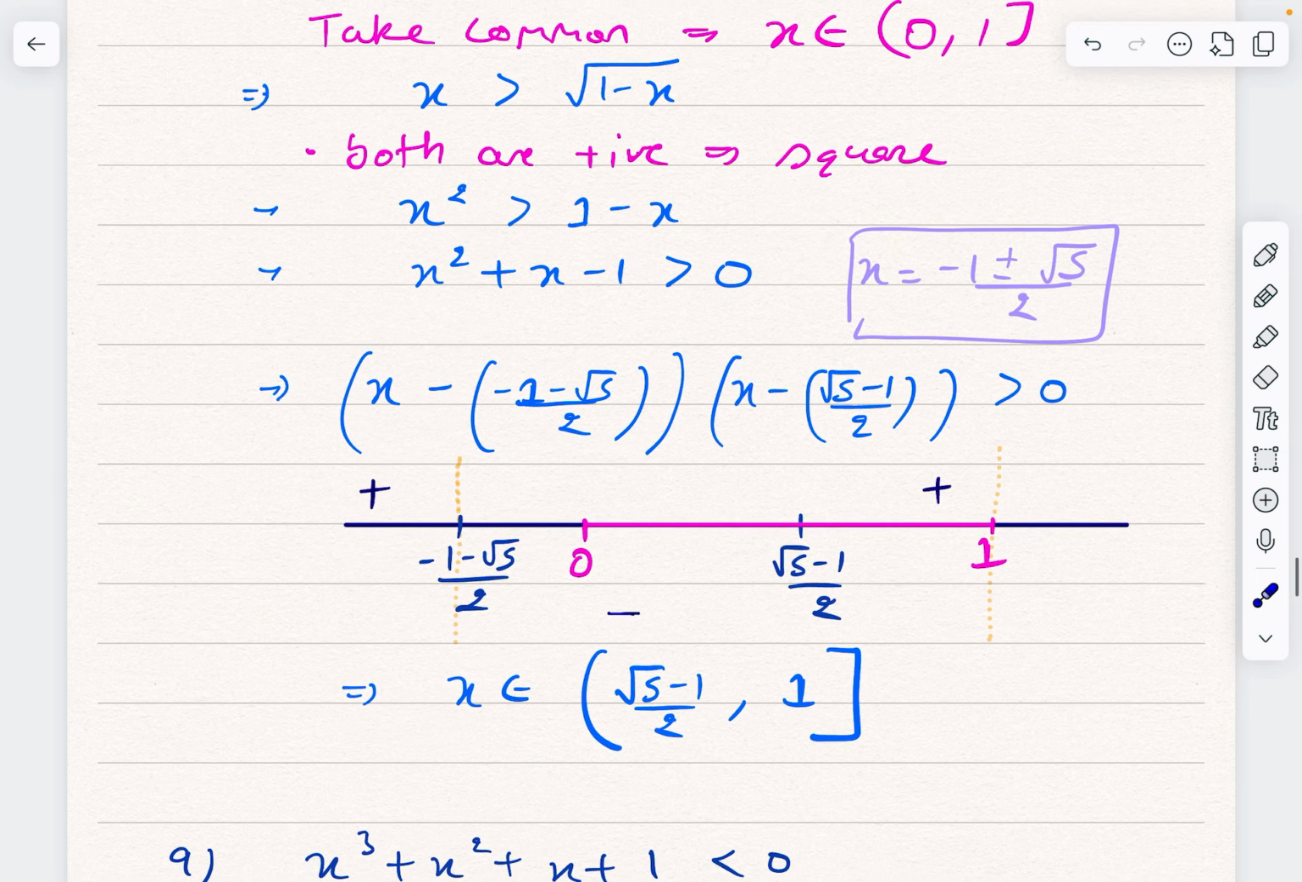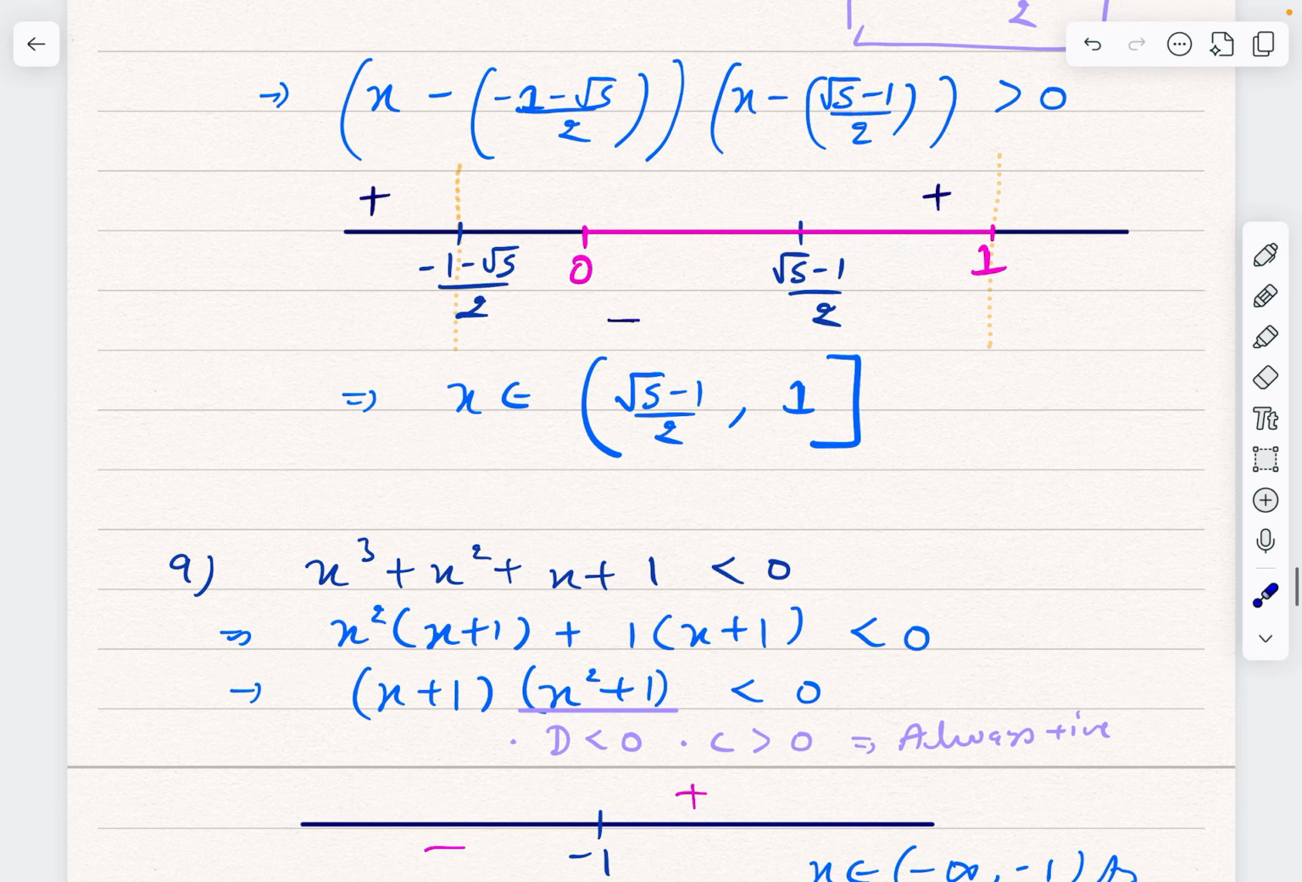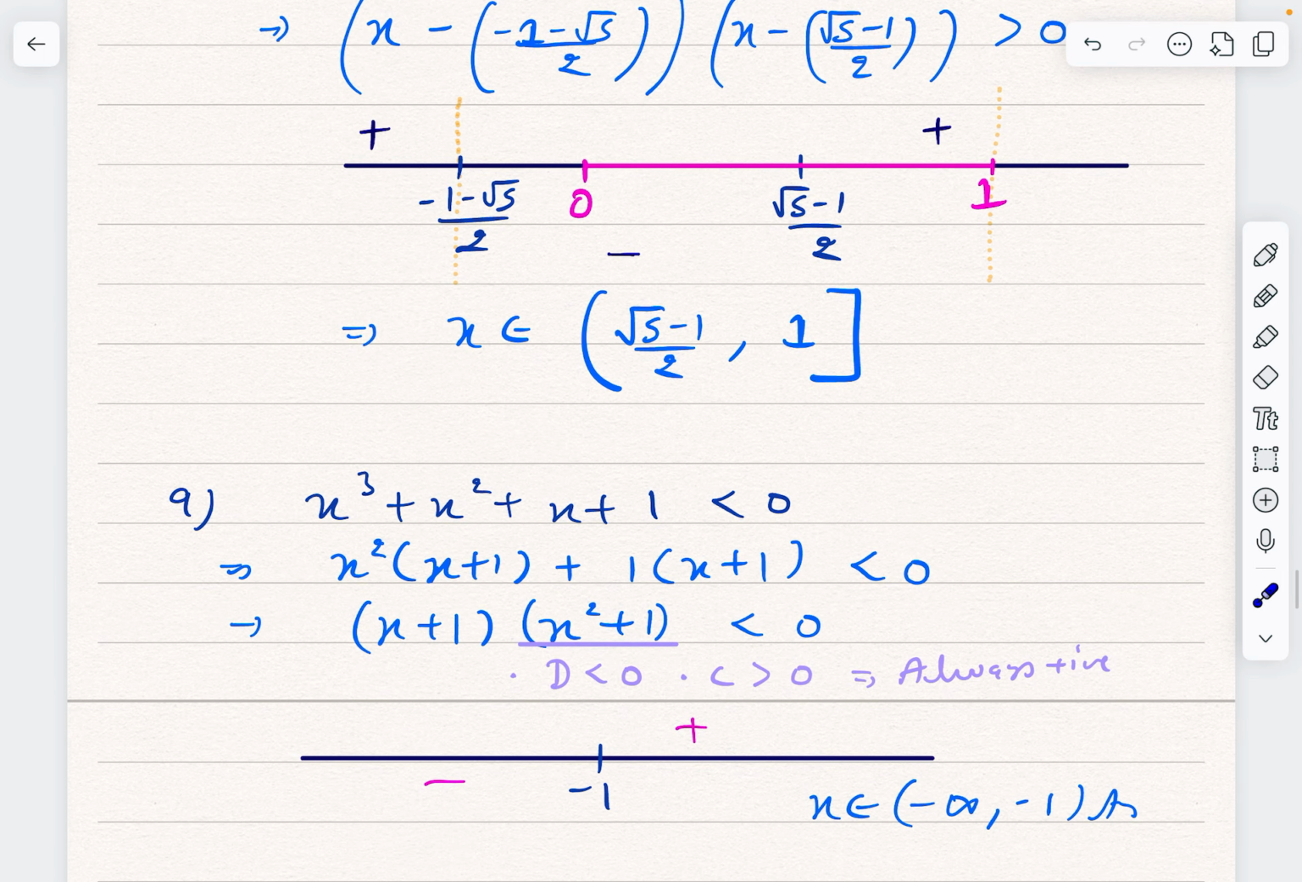Next, ninth problem. In the ninth problem, we have x cube plus x square plus x plus 1 less than 0. What do we do here? We factorize. We take x square common from here. We get x square into x plus 1, and this is just x plus 1. Now from these two, x plus 1 is common. You get x plus 1 into x square plus 1 less than 0.